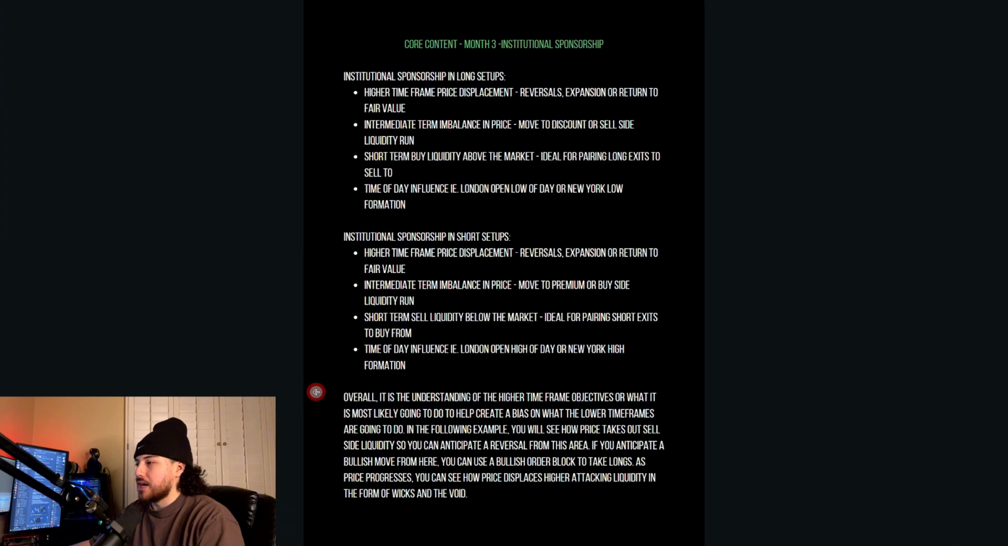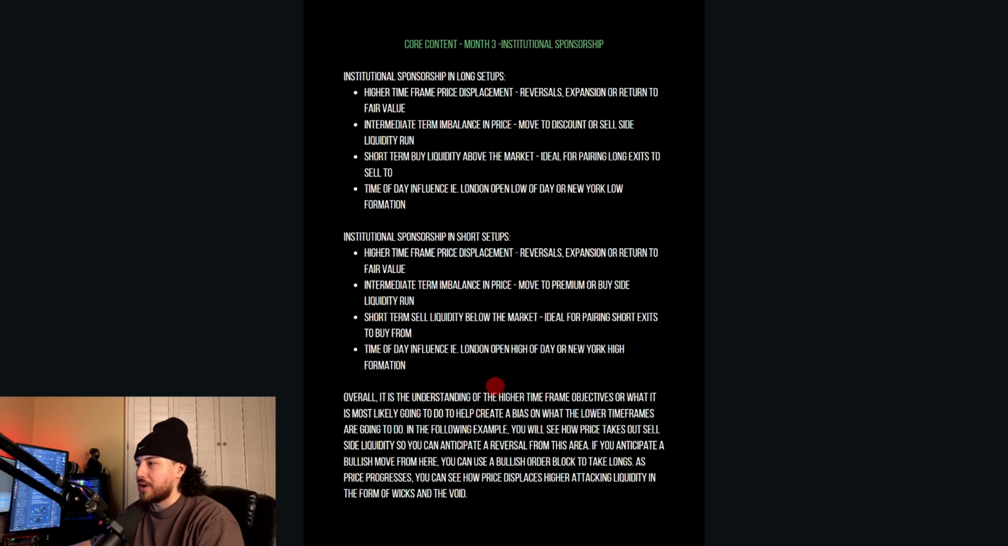Overall, it is the understanding of the higher time frame objectives, or what it is most likely going to do, to help create a bias on what the lower time frames are going to do. In the following example, you will see how price takes out sell side liquidity so you can anticipate a reversal from this area. If you anticipate a bullish move from here, you can use a bullish order block to take longs. As price progresses, you can see how price displaces higher, attacking liquidity in the form of wicks and the void.